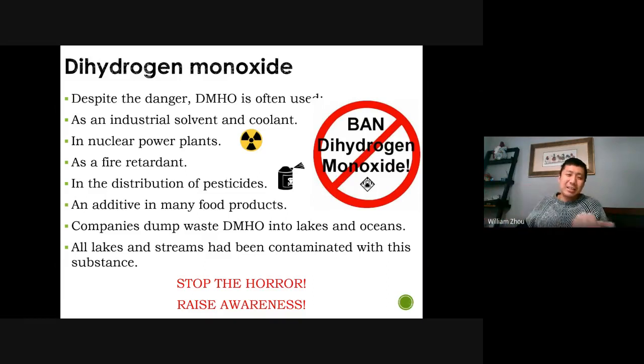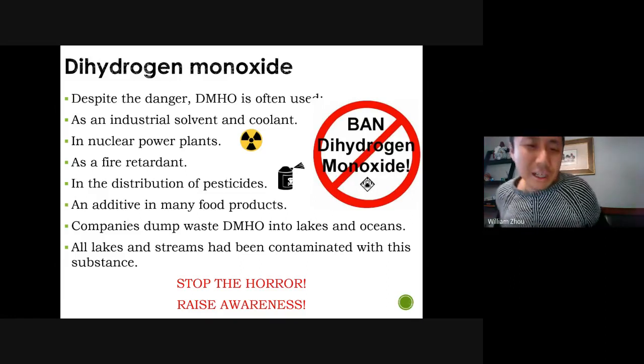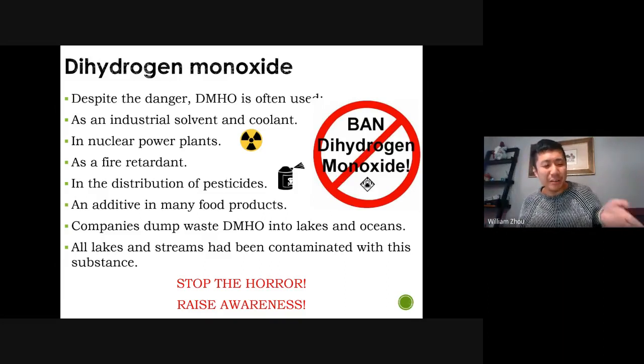So it's a solvent used for industries. It's in nuclear power plants. It's a fire retardant. That means it's used by the fire department. They use DHMO to distribute pesticides for farming. It's inside of many food products. It's inside of your food, people. Okay, they don't label GMOs, and people really get upset about that. They don't label this. This is in food, but people don't tell you. And also companies, where do they dump this? Into the lakes and the oceans. No regulations. And so basically all the lakes in the world have been contaminated with this horrifying substance.